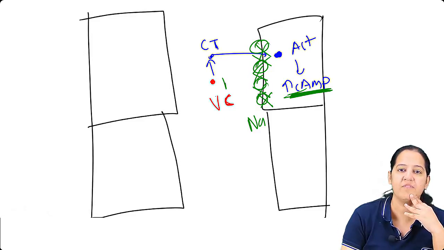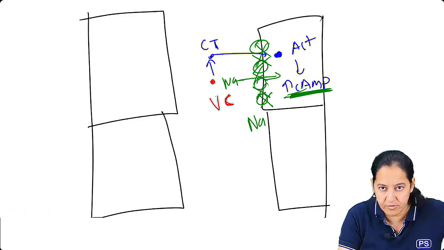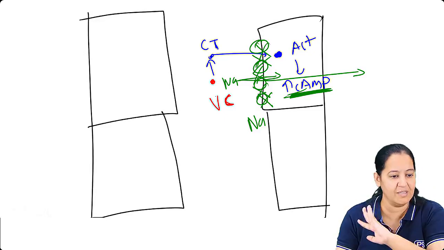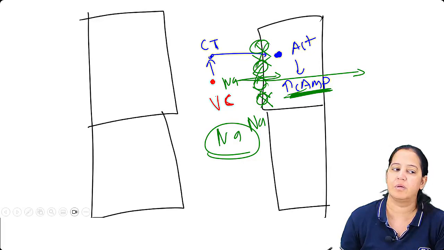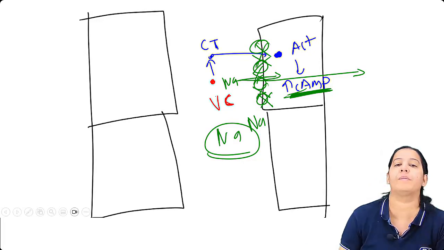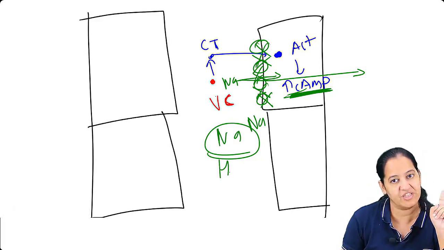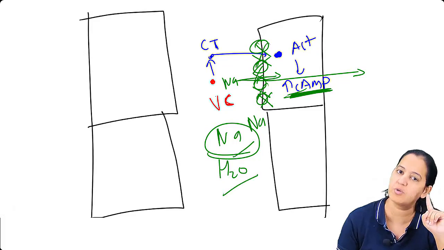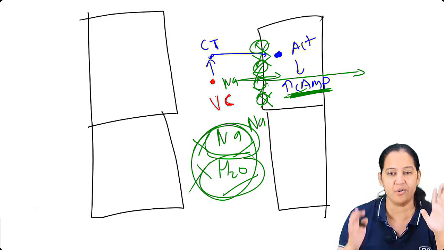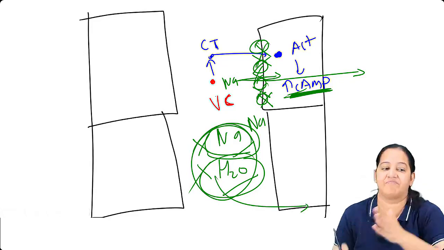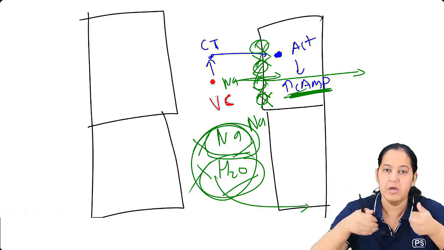So sodium will not be reabsorbed. Normally sodium is reabsorbed into the blood. But here the sodium channels are blocked by cyclic AMP, so sodium will remain in the lumen only. Water goes behind sodium. Wherever sodium goes, water goes there only. It's a rule. So no sodium absorption, no water absorption. Both of them remain in the lumen and cause diarrhea.